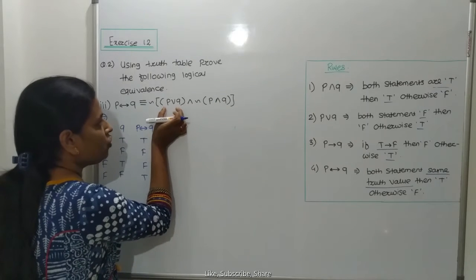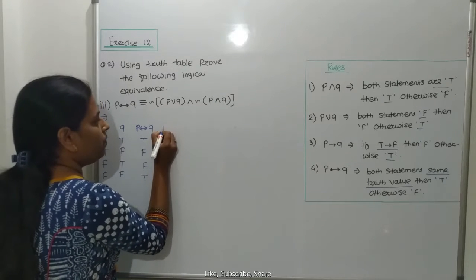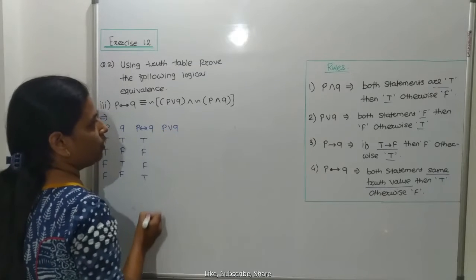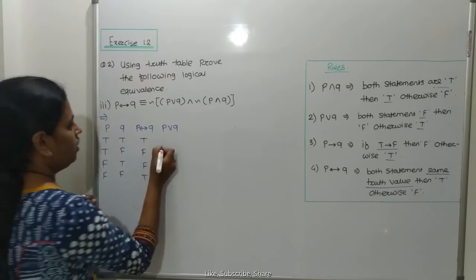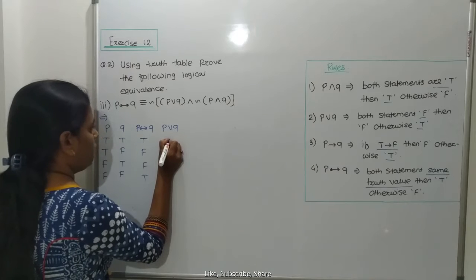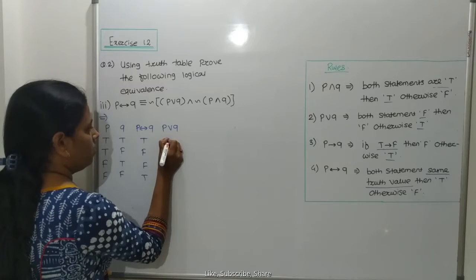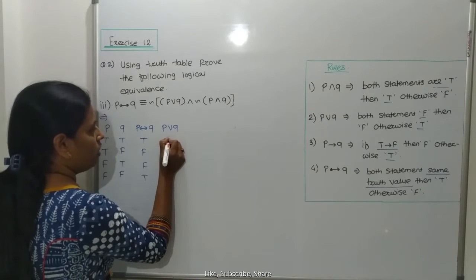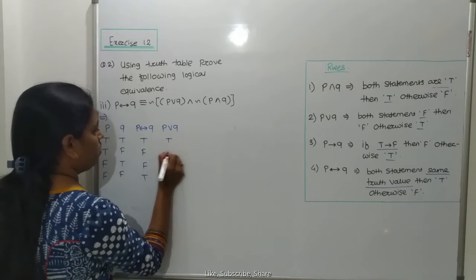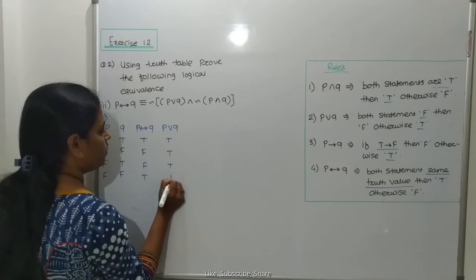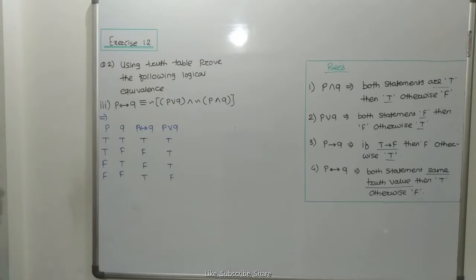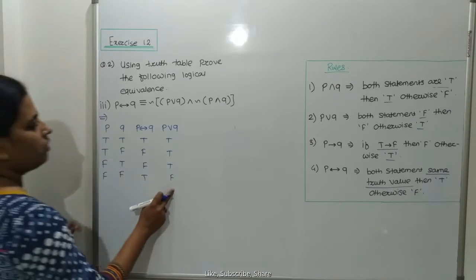So for solving this, first of all solve this bracket, that is P or Q. Okay. So for OR, this one is false. Sorry, this one is true. This one is also true. This one is true and this one is false. Okay. What do we have to do with our operations? If both statements are false, then only this result is false.